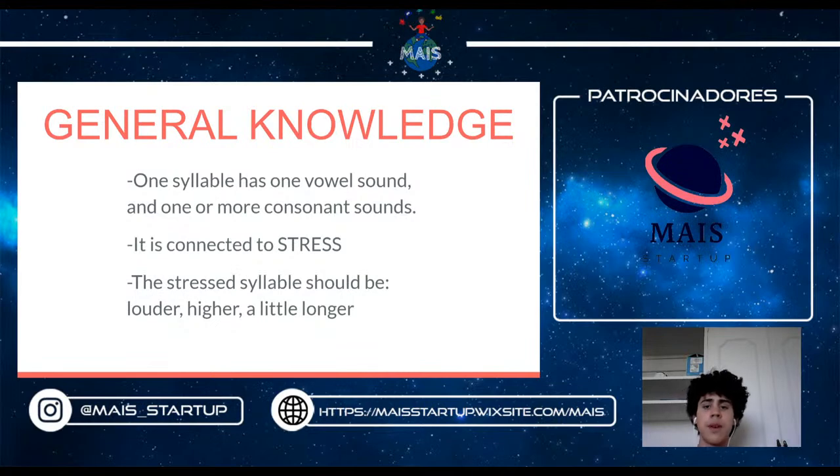We have these three things. One syllable has one vowel sound and one or more consonant sounds. It is connected to stress. The stressed syllables should be louder, higher, or a little longer than the other syllables. We have these three topics, okay?